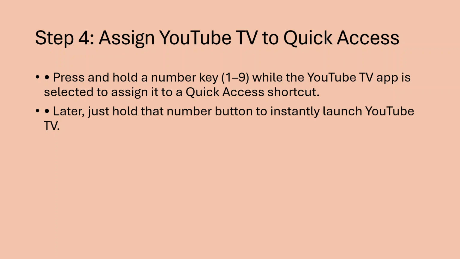Step 4. Assign YouTube TV to quick access. Press and hold a number key 1 to 9 while the YouTube TV app is selected to assign it to a quick access shortcut. Later, just hold that number button to instantly launch YouTube TV.